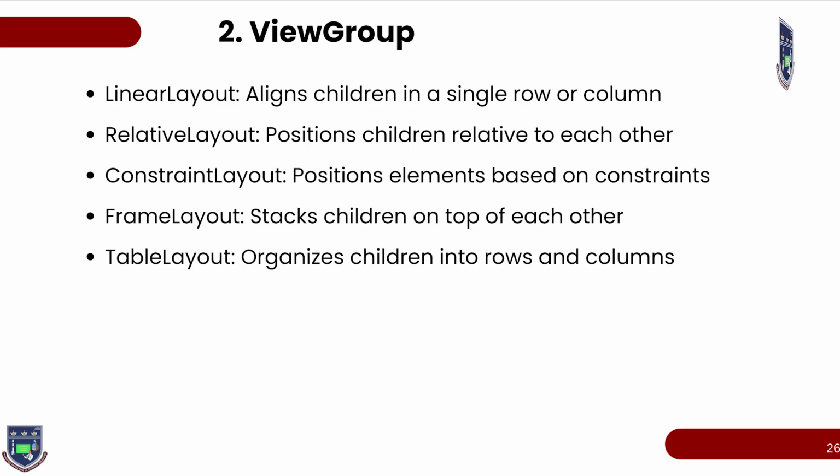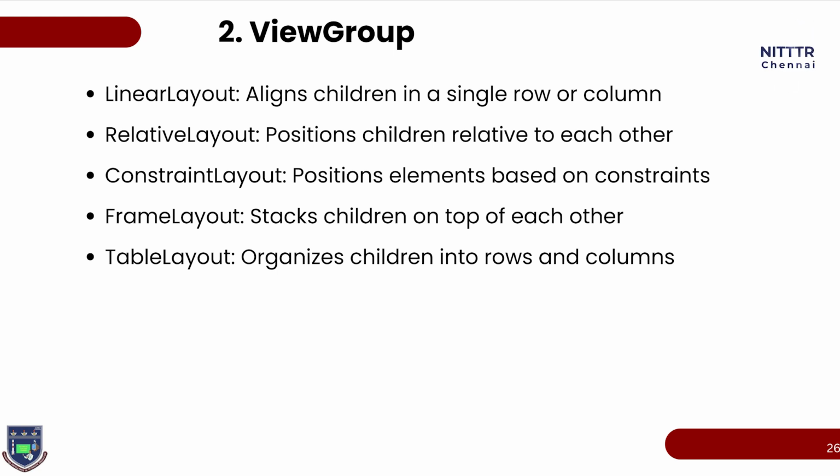Then second is a view group. A view group is an invisible container that holds other views or even other view groups also, and it defines how those children are arranged on the screen. It acts as the layout manager for its children. And the common view groups include the linear layout, which aligns the children in a single row or column, and the second we have a relative layout. So this will position the children relative to each other.